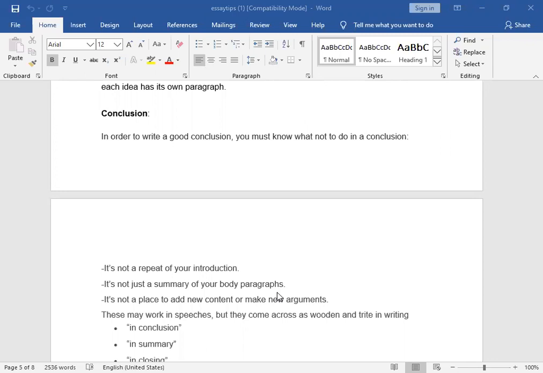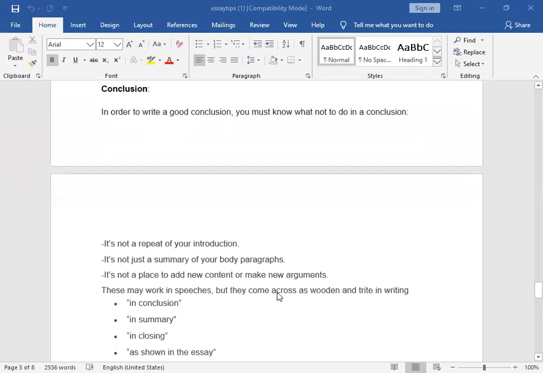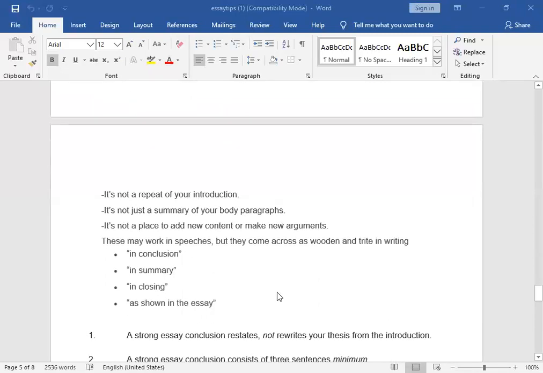These may work in speeches, but they come across as wooden and tired in writing. In conclusion, don't use these words. In conclusion, in summary, in closing, as shown in the essay, please avoid those terms. A strong essay conclusion restates, not rewrites, your thesis from the introduction. It just restates, it confirms the story from the onset to the end.